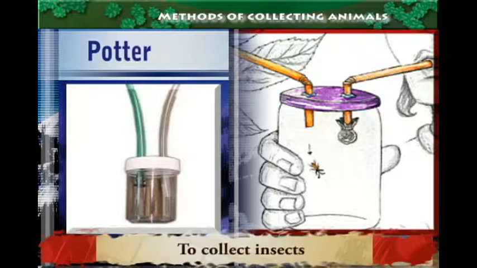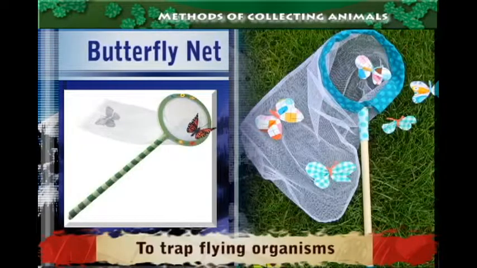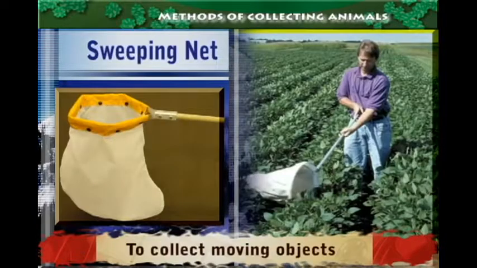Then we can also use a butterfly net. A butterfly net is the one which we use for swinging when the insects are flying. Those ones which are flying, we can trap with a butterfly net. Then we can use a sweep net. A sweep net is used for insects and other organisms which are on the ground. You just put it on the ground and allow the insect to enter into the sweeping net.